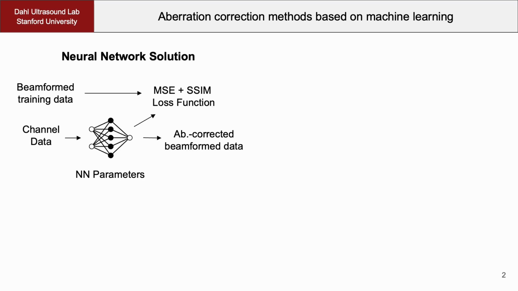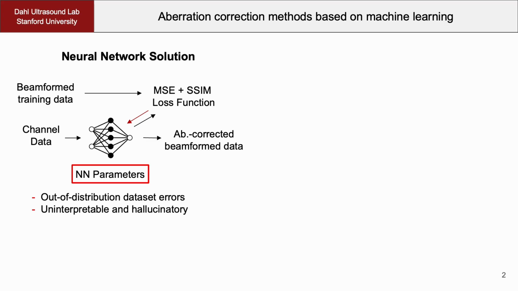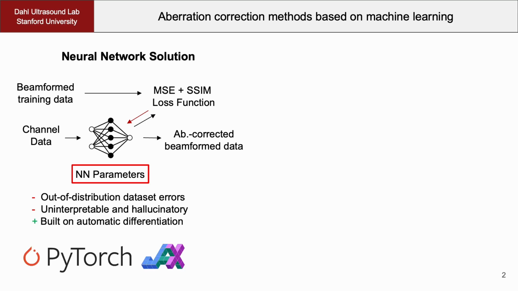Some recent aberration correction methods based on machine learning may utilize neural networks to train on raw channel data, for example, and use MSE, SSIM, or some other loss function to optimize the parameters of a neural network. Here, the goal is to produce aberration-corrected beamform data. Historically, neural networks struggle with out-of-distribution dataset errors, or they may produce uninterpretable or hallucinatory results. But especially in recent years, neural network models are built on well-documented automatic differentiation frameworks such as PyTorch and JAX, so they are easily customizable.